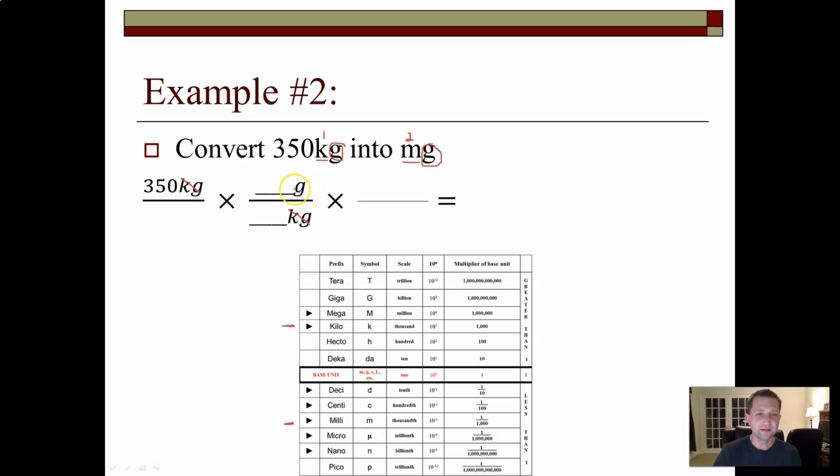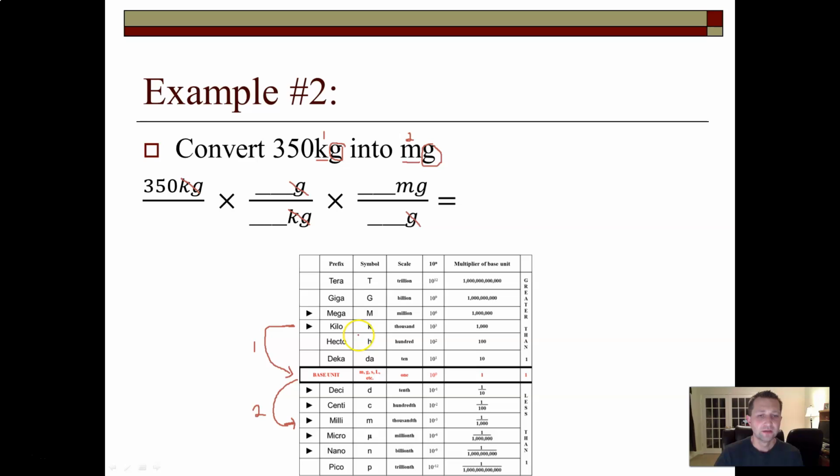Now, I'm not done because I want to cancel out grams. So I'm just going to do another step. I'm going to multiply by another fraction, another equivalence or conversion factor. I'm going to cancel out grams, so we're going to put that on the bottom. Grams cancels out, and I want to go to milligrams. It goes on top. So now look what we're doing. We're going from kilograms into grams, and then grams into milligrams. So we have 2 steps.